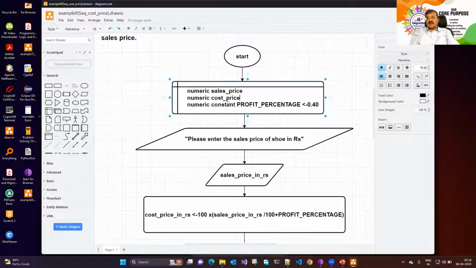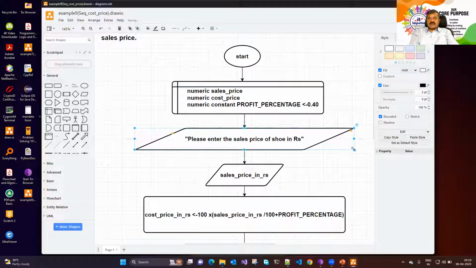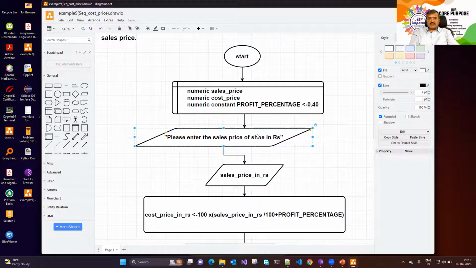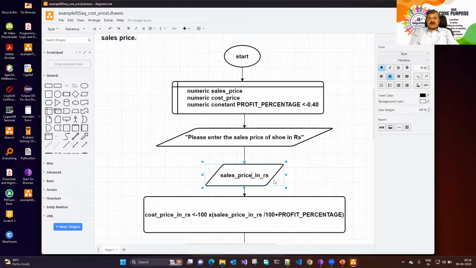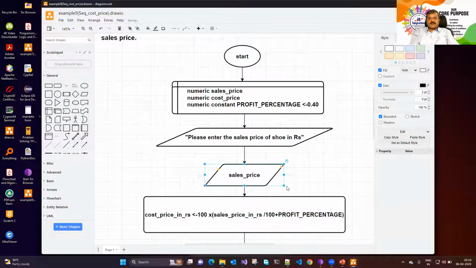I'll tell you why. Because variables are available only to the programmer. Messages are seen by the user. So in the message, don't forget to write the units. If that's the only unit, you don't have to bother inside the variable name. So please enter the sales price of the shoe in rupees. Here the units were very important. Not so important for the variable names. I'll just say sales price. Okay, that's good enough. So we have accepted the sales price.